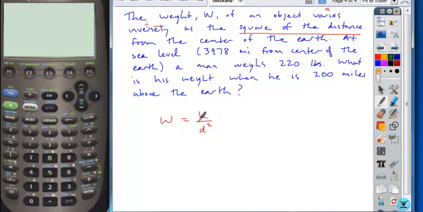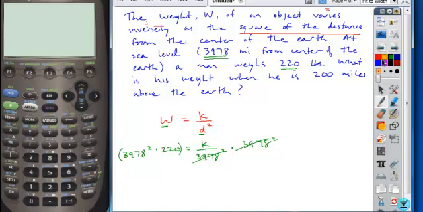The next thing that we want to do is we want to plug in our known values for W and D. Okay, so here's the D value, here's the W value that we know. So 220 is equal to K divided by the distance 3978 squared. Okay, so when we solve for this, we multiply both sides by that quantity. Okay, and we have our K value. So right now I'm just going to leave it as this product. I'm not going to calculate it yet.